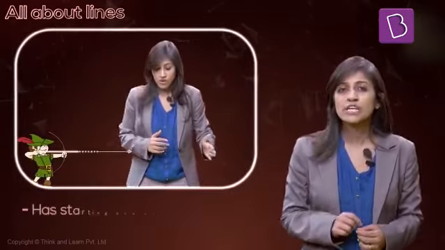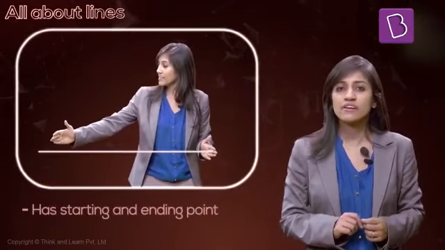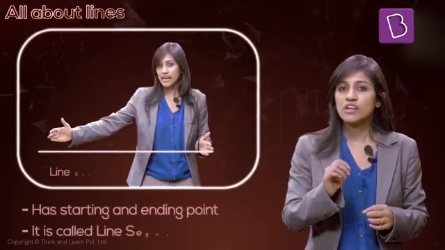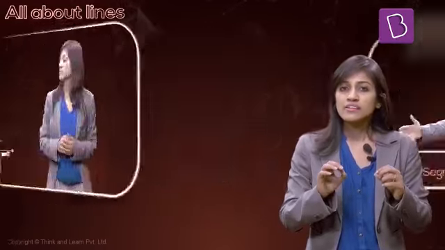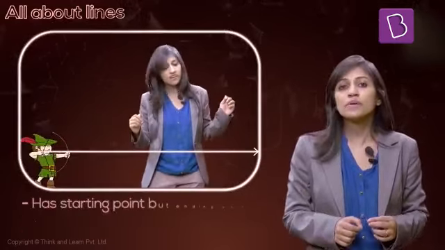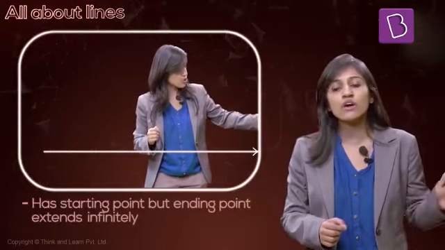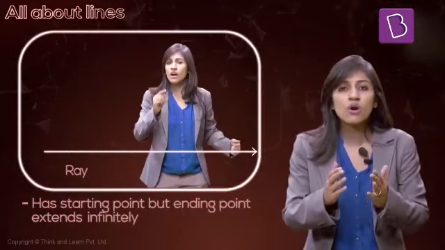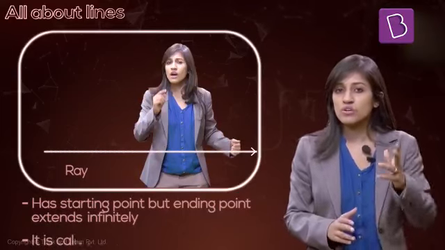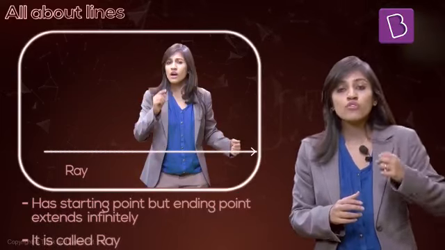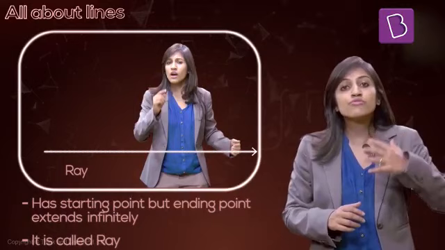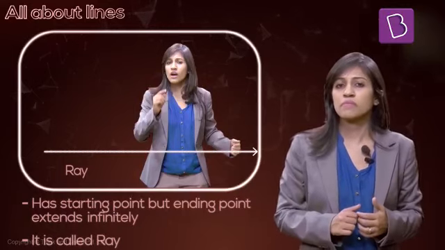So what is the difference your keen eyes observed? In the first case, we had a starting point and an ending point, right? So that was a line segment. In the second case, we did have a starting point, but we let the end point go on, right? We let it go on. That is called a ray. So a ray goes on from a point infinitely or forever in one direction.